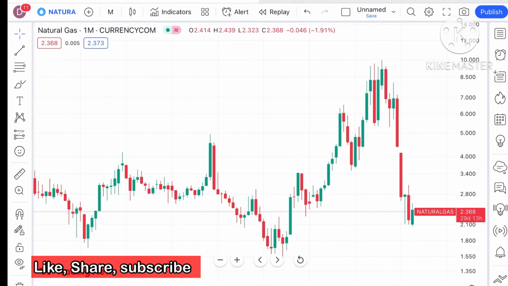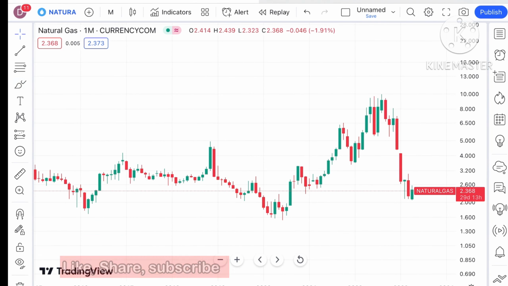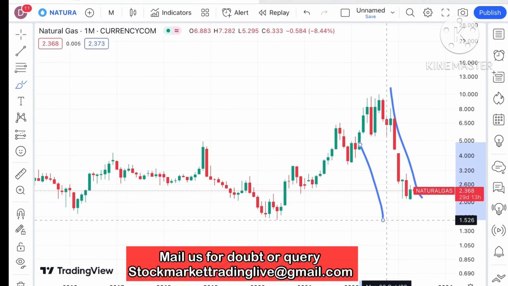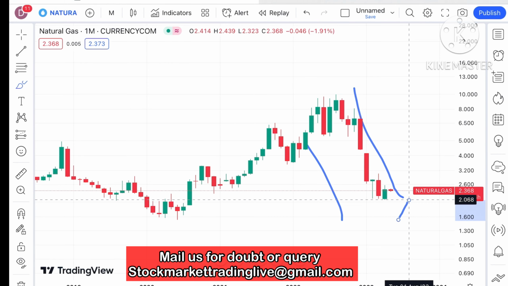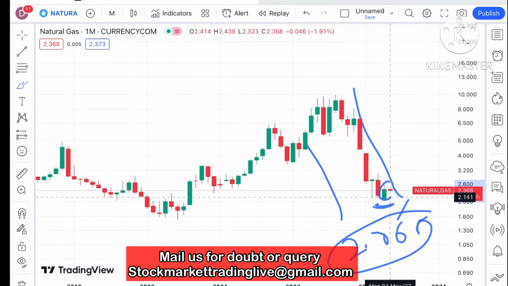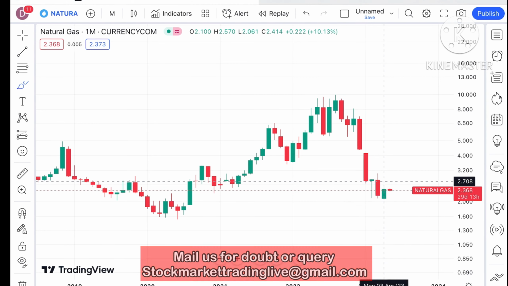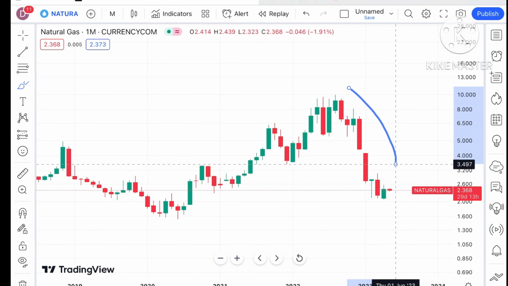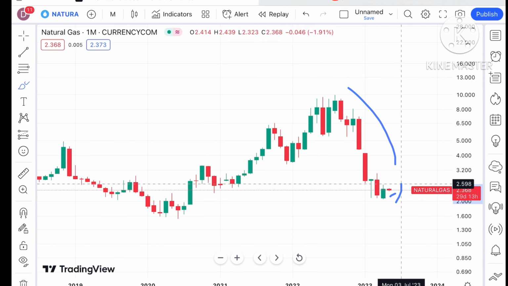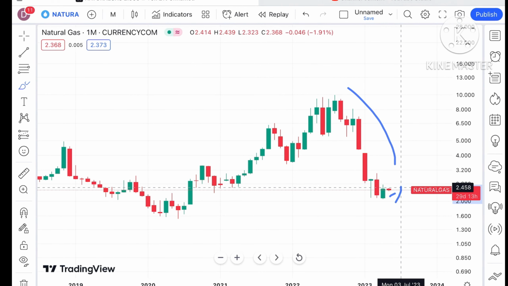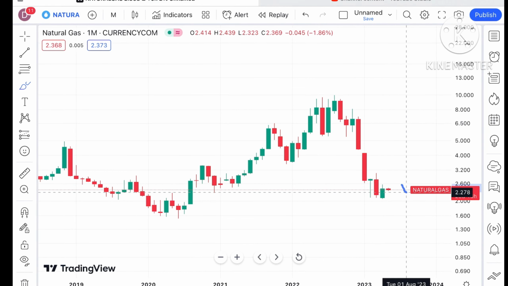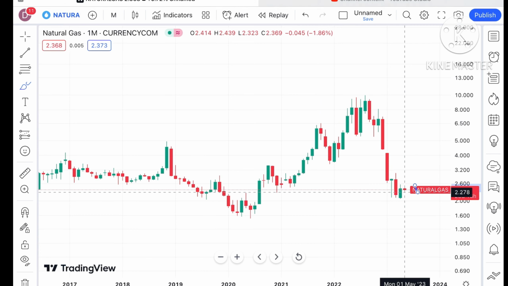Looking at this particular chart, after making a high of around $9.9, the price of natural gas made a low. And this low was around $2.068. After that, as you can see, this green candle formed after a continuous fall, and then it tries to go upside. It has already made a high of around 2.598, and for this particular month we have seen it is forming a red candle. This is the first thing.